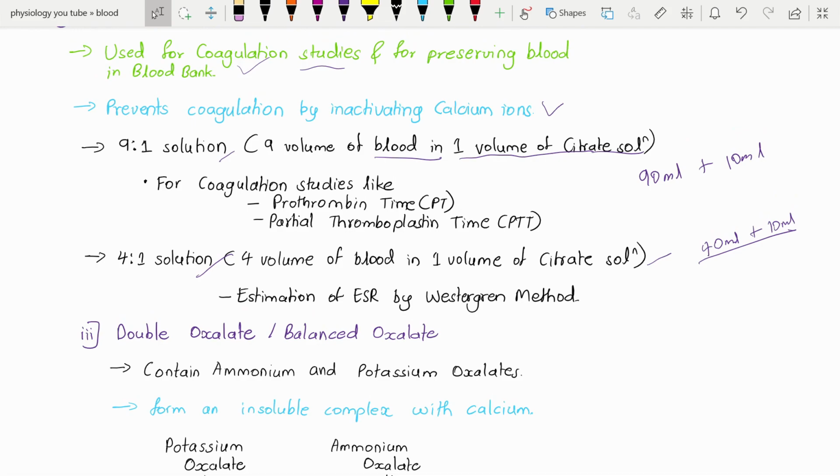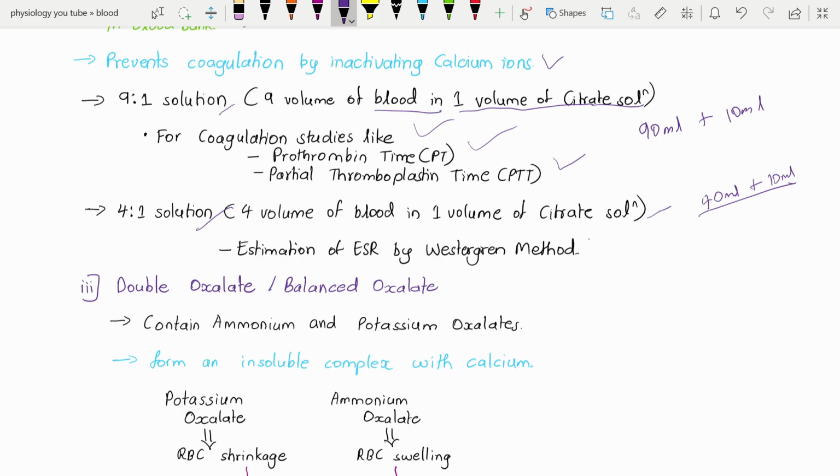The 9:1 solution is used for coagulation studies like prothrombin time and partial thromboplastin time, and the 4:1 solution is used for the estimation of the ESR by the Westergren method.